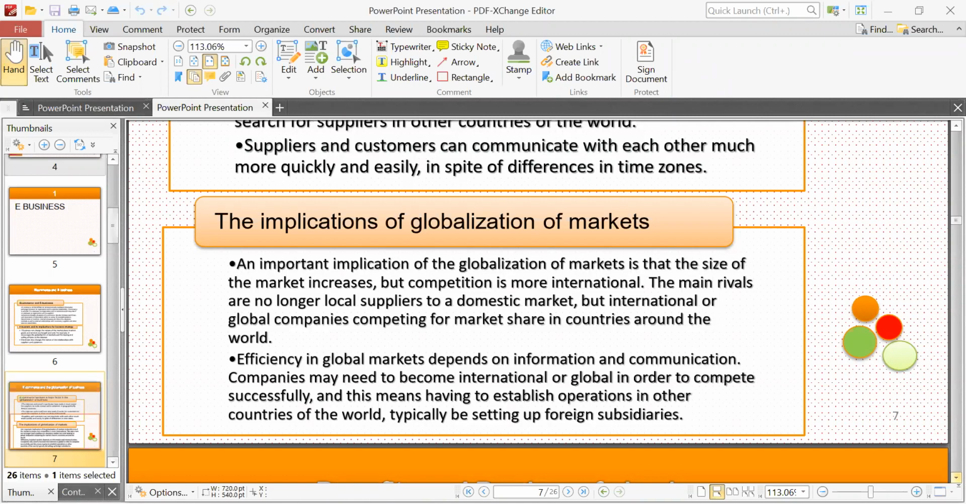Now, efficiency in the global market. For a global market to be efficient, two things must be possible. There must be information and communication. Information and communication must be existing. Companies may need to become international or global in order to compete successfully. So the implication of global markets, it creates two things. Number one, markets increase and competition becomes a lot more international.